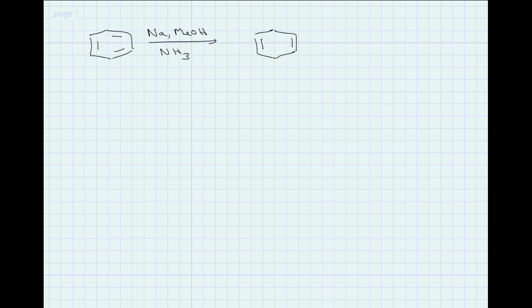So you end up with 1,4-cyclohexadiene. So what you're doing is you're actually just reducing one of the double bonds, and the conditions are sodium, methanol, and ammonia. And this is called a Birch reduction. And what's interesting about Birch reductions is when you get into having benzene rings that have substituents on them.